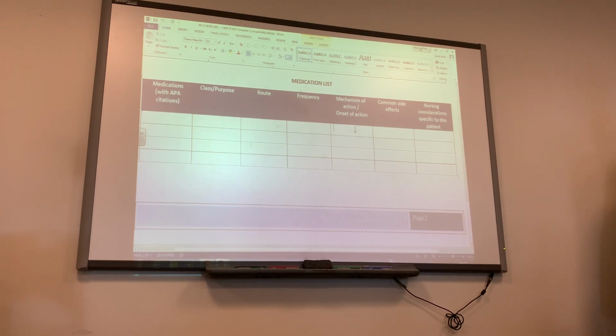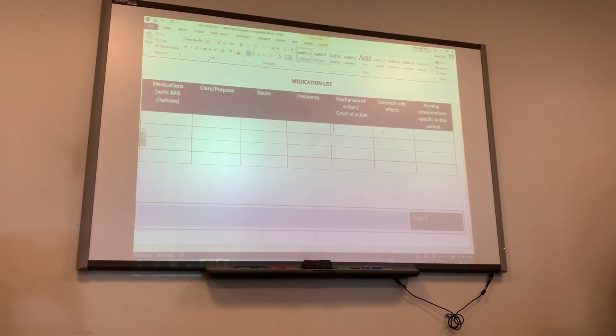Mechanism of action, this right here basically means in 1 or 2 sentences, how does the medication work? Please do not become a chemist. Please do not cut and paste from your Davis drug guide software that you got in that CD. Okay, please don't do that. Read it and put it into your own words. So the mechanism of action, or how does it work? It provides dilation to the, I don't know, the loop of Henle, and it increases the urine, whatever.